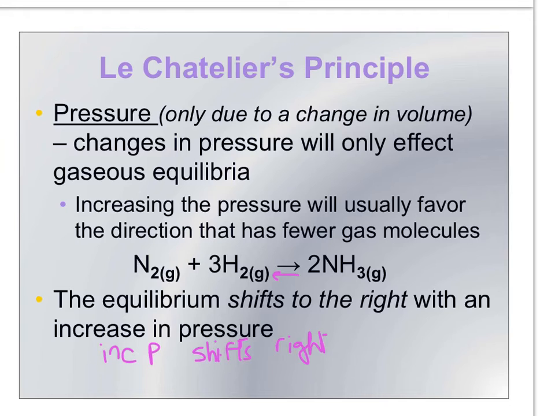If I decrease the pressure, that means I have too few collisions. I don't have as many collisions. I want more. So which side would it shift? It would shift to the left, the side that has more gas particles, so that I get more collisions.